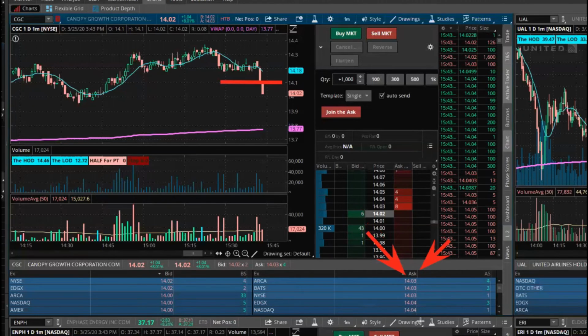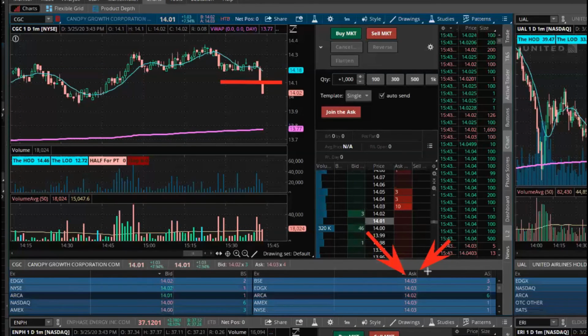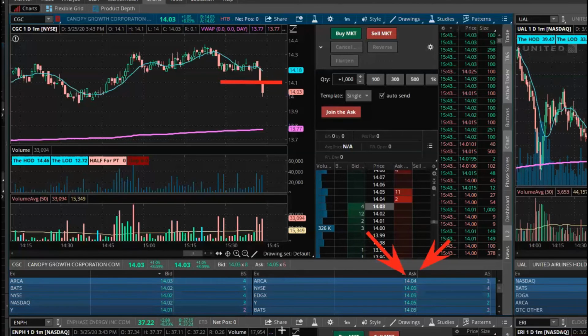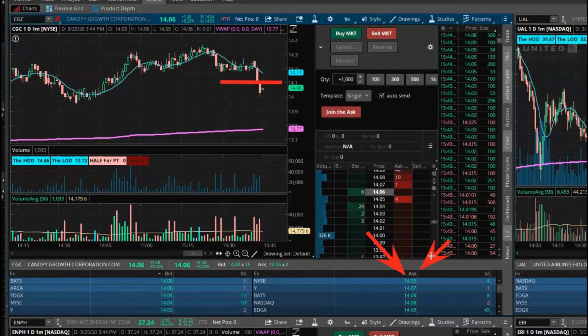Okay, we're watching. It's at 14.02. If it goes under 14, 14 is going to be our new stop. All right, so now we click our button and we're out at 14.06.